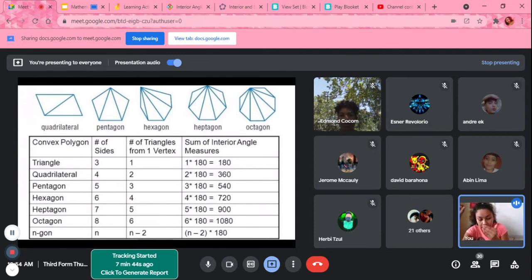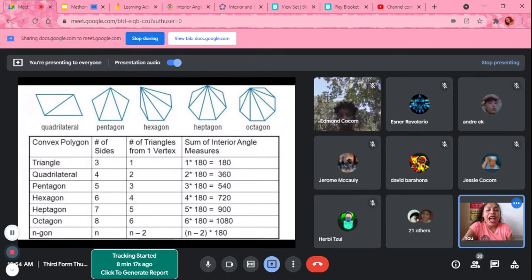Each shape, a triangle, a quadrilateral, a pentagon, a hexagon, a heptagon, an octagon, a nonagon, and a decagon, has a specific number of triangles that make that shape. So if you look at the shapes at the top, how many triangles make a triangle? My first question. How many triangles make a triangle? One. Very good. Only one. One triangle makes a triangle.